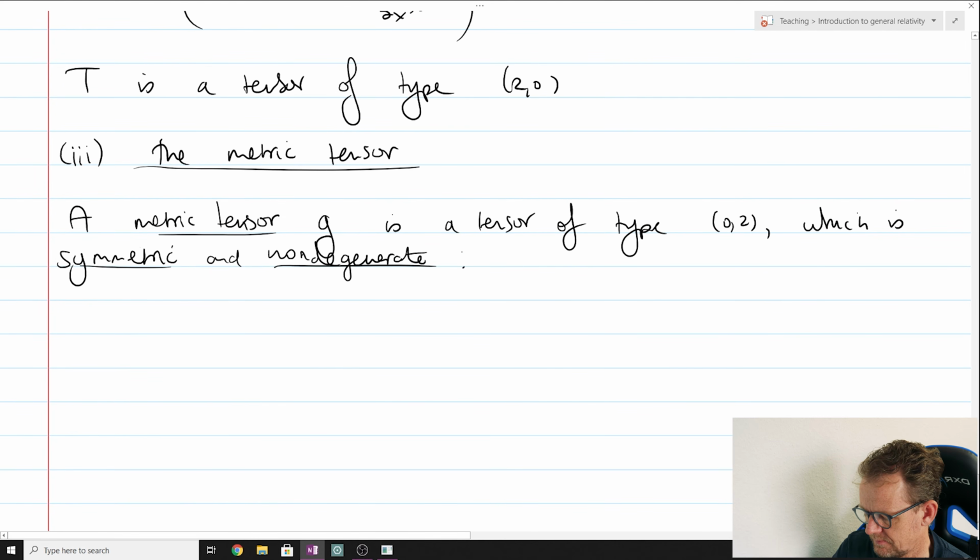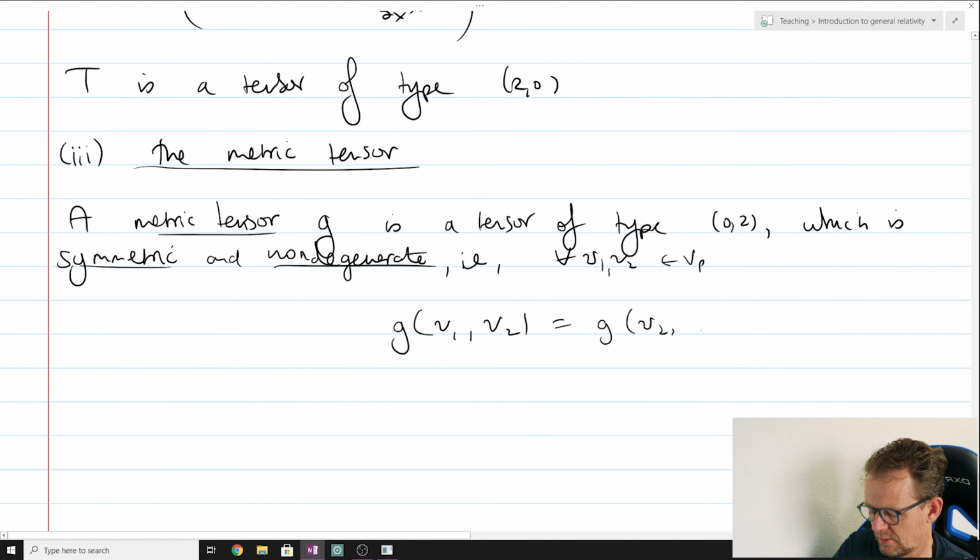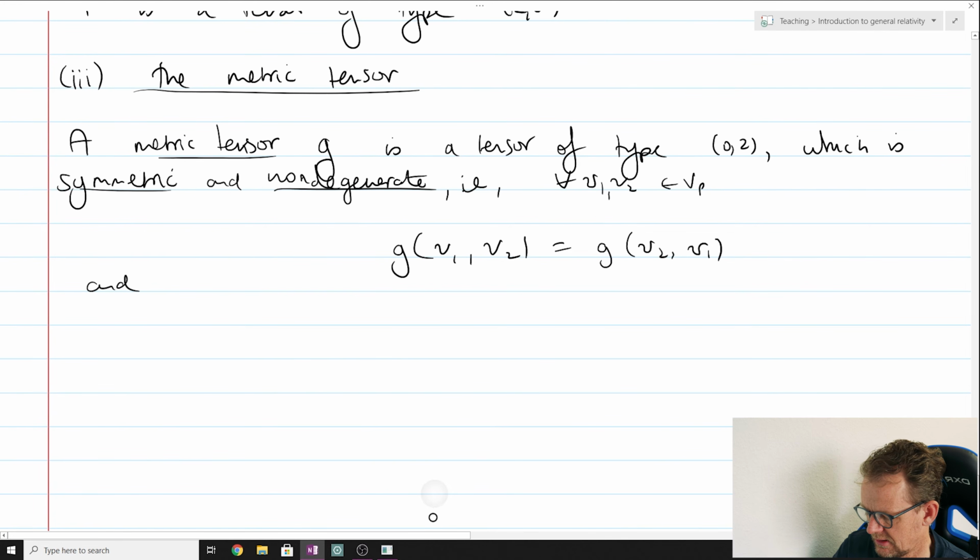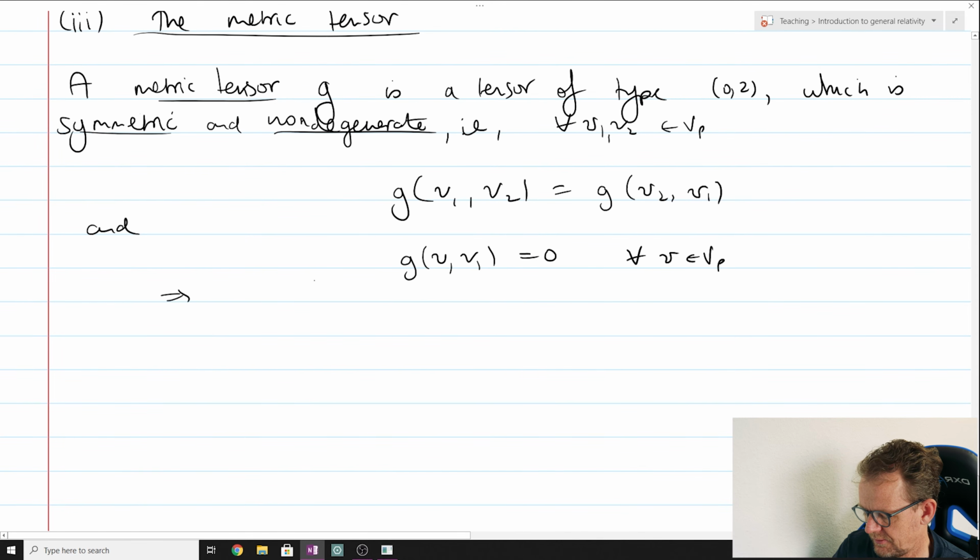So what does symmetric mean? Well, symmetric means that if you give it two vectors, and you substitute them into the two arguments, you get the same number as if you put the vectors in the reverse order in the arguments of G. And non-degenerate means that the only way that G(V, V1) equals 0 for all V is if V1 itself is 0.